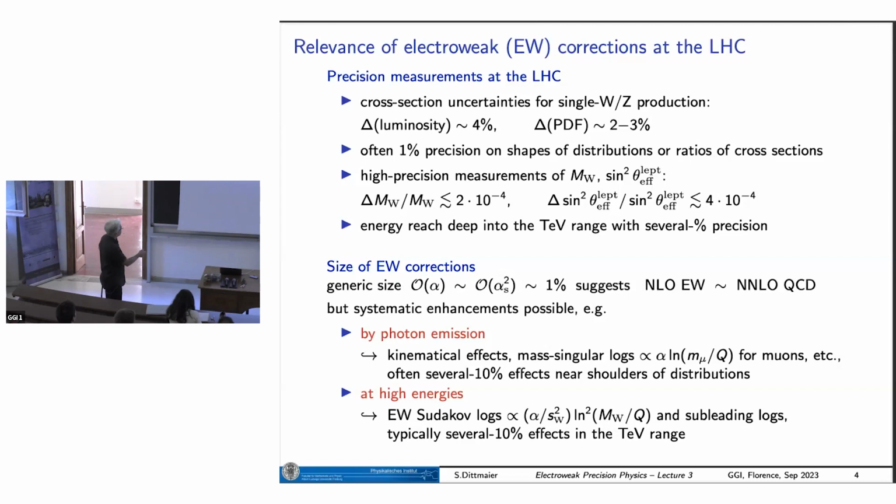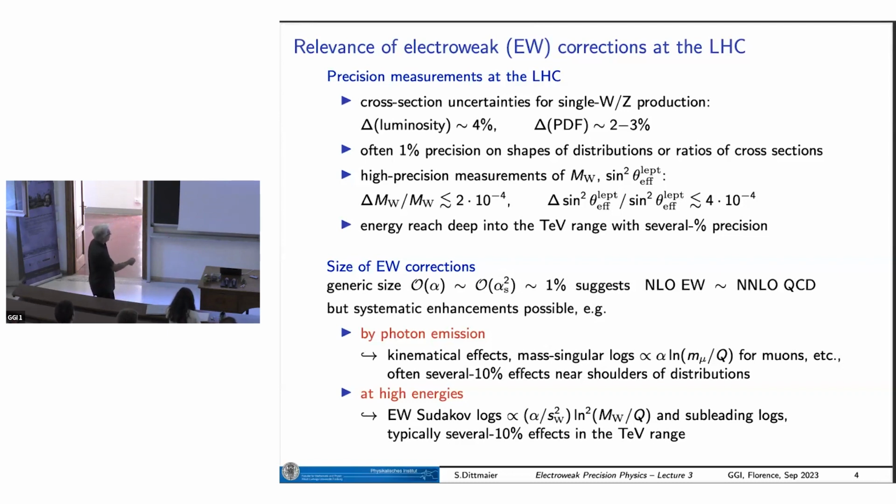And if you go, for example, into the TeV range of transverse momentum, transverse mass, or invariant mass tails in distributions, you very often have the possibility to go to the precision of a couple of percent. And I told you already that there are special mechanisms that make electroweak corrections large there. That means they really matter.